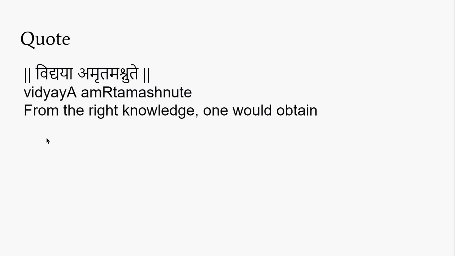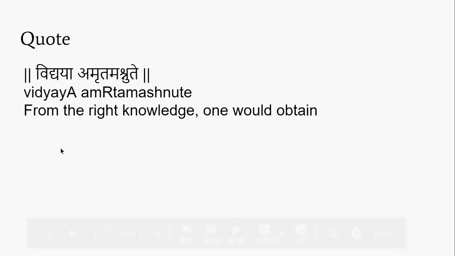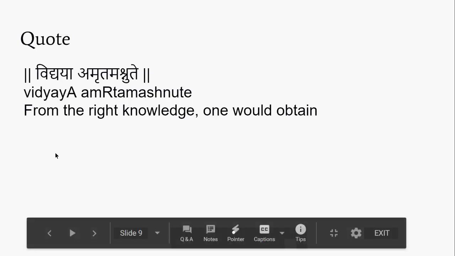This is a literal meaning, saying Amrita means eternity. But we can also interpret it as something great, something achievable. So one would obtain good or eternity with the help of right knowledge. Vidya is the right knowledge, not just any kind of knowledge, but correct knowledge. This is a quote from one of the Upanishads, a part of the Vedas, something I thought it's good to share.